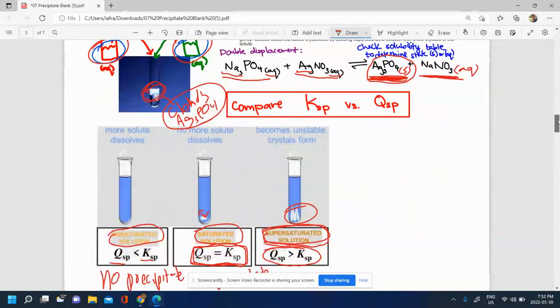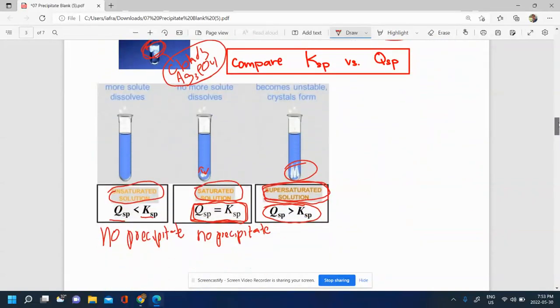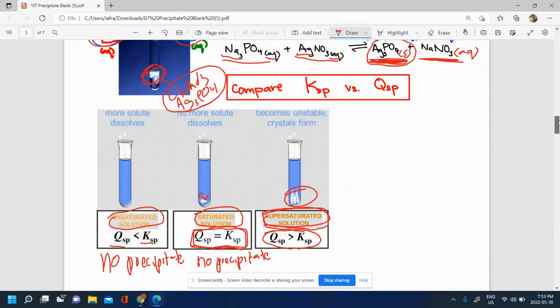So using your knowledge of QSP versus KSP, you can predict the degree of saturation of your solution. Is it unsaturated, saturated, or supersaturated? And the only case where you have precipitation is where the solution is supersaturated. So this is where a precipitate will form.